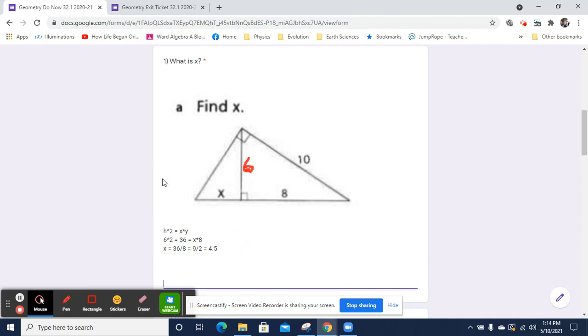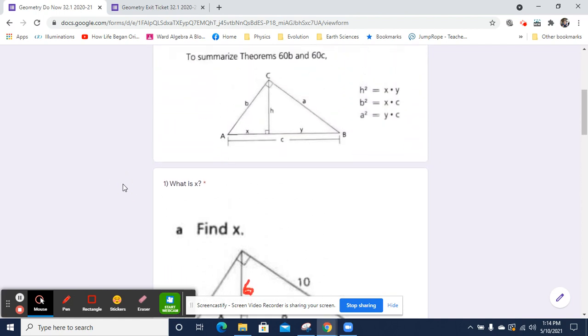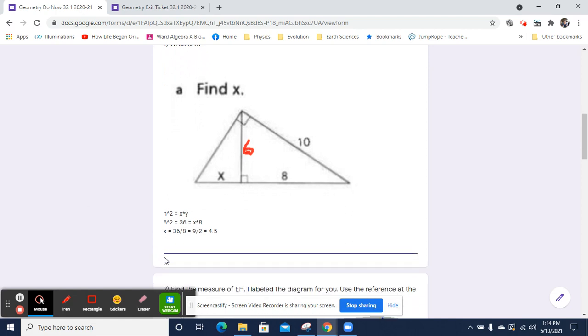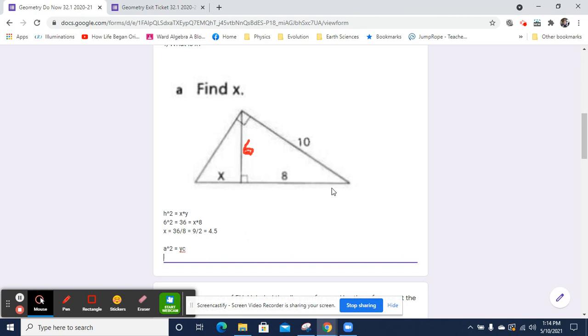So we know A has a relationship with Y and C. So the other approach is going to be A squared equals y times c. Okay, now c is this whole thing and y is just this. Okay, so we know what a is. Actually, we won't even need a quadratic for this. It'll work just fine. Okay, so we know that c is x plus 8. We know a is 10, and we know that y is 8.